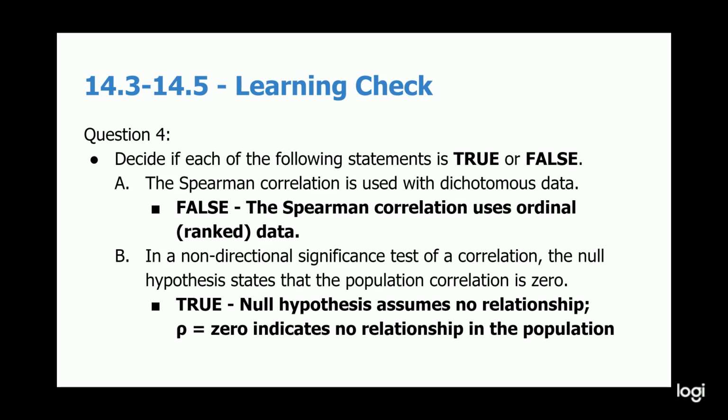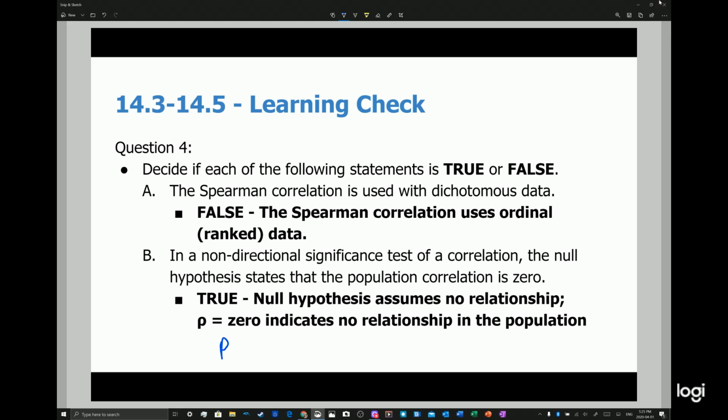And for your non-directional test, remember this one, you're looking for either or, it could be a positive or negative correlation, but no difference here, no correlation, means rho is 0. And for your alternative hypothesis, as you can probably guess, rho is not equal to 0.